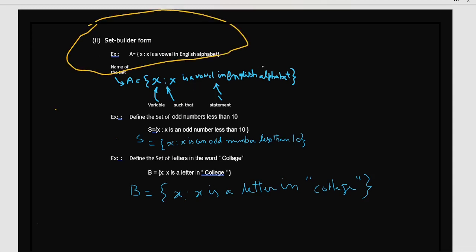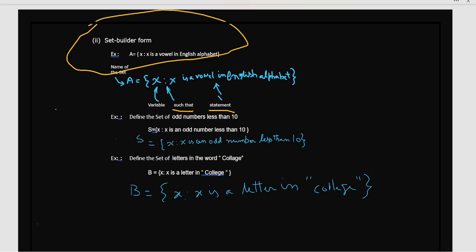You can see we write the name of the set and opening brackets, a variable name, and such that is a colon. The symbol we read as such that, x is a vowel in the English alphabet. This is the statement which uniquely defines the property of the elements inside the set. Got it? I'll repeat it.